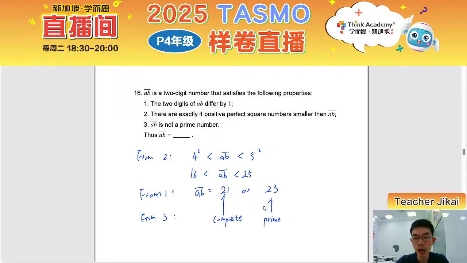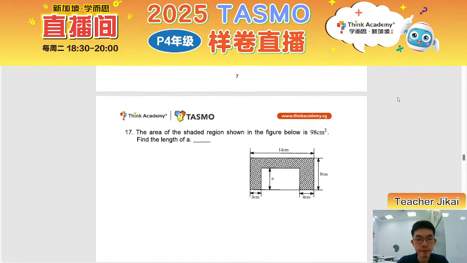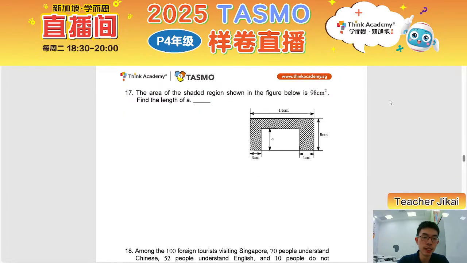So not a prime. So 23 goes away. Yeah, AB is 21. Easy, right? Easy. Okay, question 17. Yes, it is something about the area here.